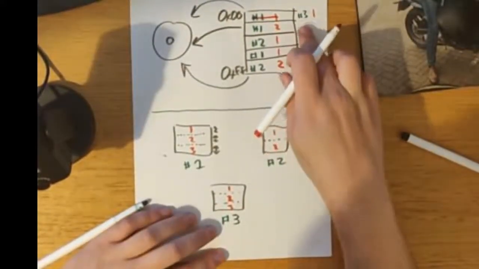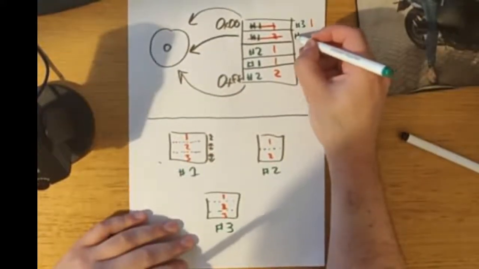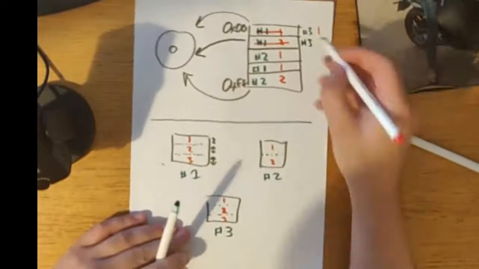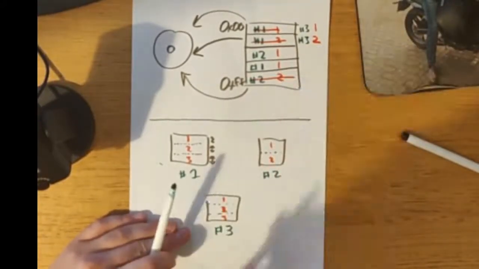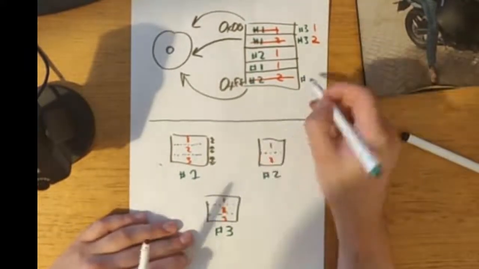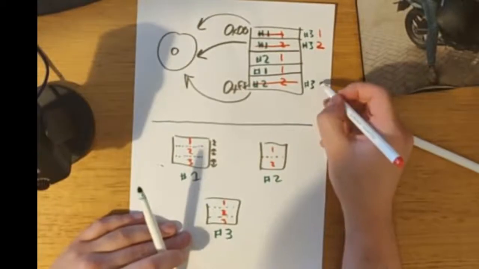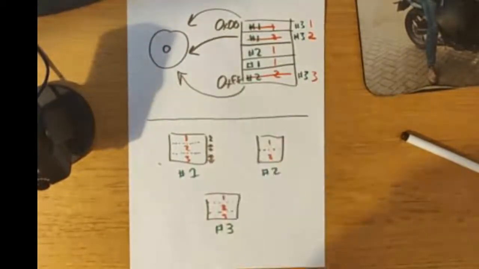And we can do the same here. We can load program number three, chunk two. And then finally, because this has been unloaded to disk, we can load program number three, chunk three. But this presents a bit of a problem as well. So this is the idea of paging to disk.